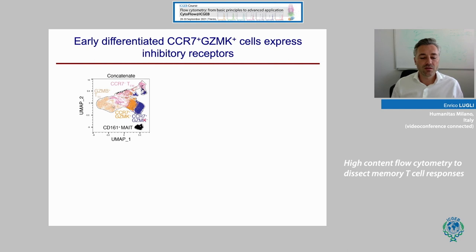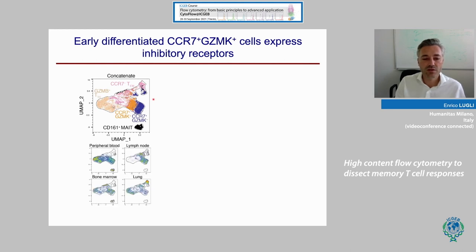Remember, this is protein, it's not mRNA. By looking at CCR7 positive cells that don't express granzyme K compared to those that express granzyme K, we don't have an overlap. So they're different. There is an intrinsic difference in those subsets. These subsets tend to be differentially abundant in the different tissues. You can find them in the peripheral blood. You can find them in human lymph nodes, a bit less maybe in the bone marrow. They're almost absent from the lung. This is in line with their less differentiated phenotype identified by CCR7 expression.